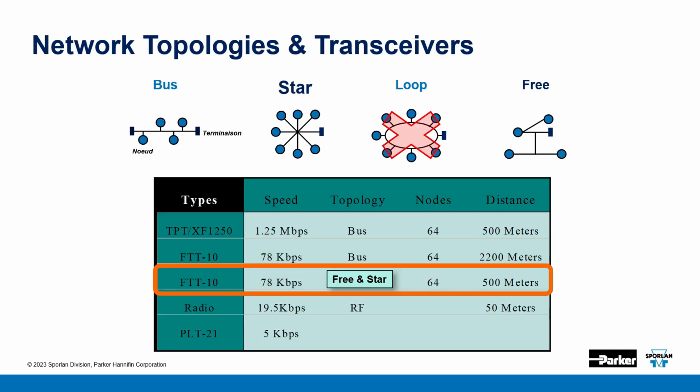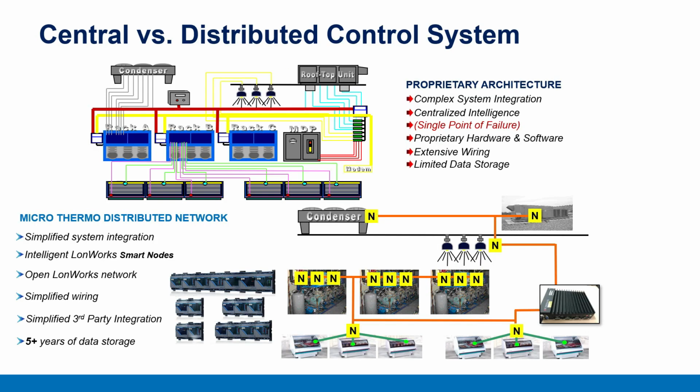So again, we use either free or star topology, FTT10, 78K bits per second. You can have up to 64 simple nodes, up to 50 complex nodes, and you can have each channel a distance of 500 meters, which is roughly 1,640 feet. So the networks can be quite large. So I mentioned distributed control.